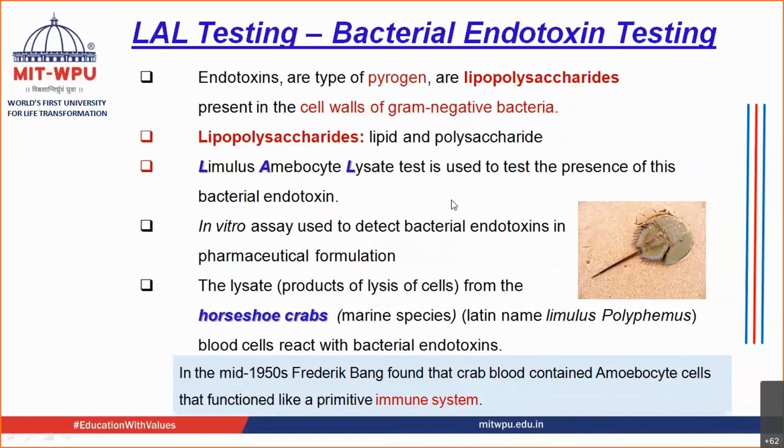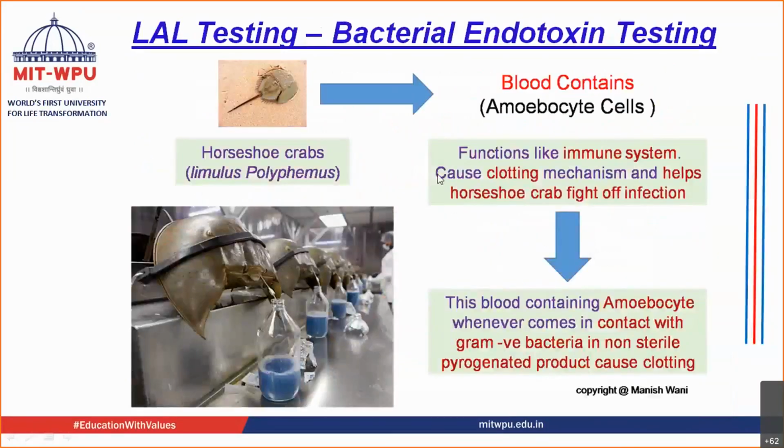To explain in more depth how the process happens: this is the horseshoe crab, the animal. From this animal, you extract the blood. This blood contains amebocyte cells. What is this amebocyte cell present for? It is present like an immune system, which causes a clotting mechanism and helps the horseshoe crab fight off infection. This is its defense mechanism.